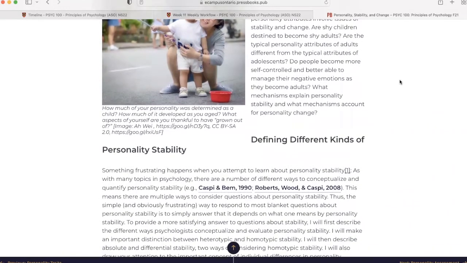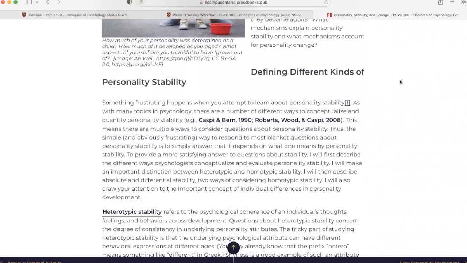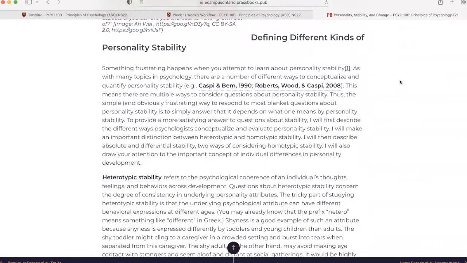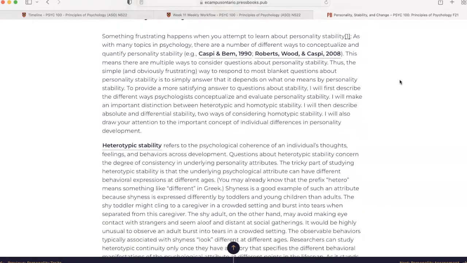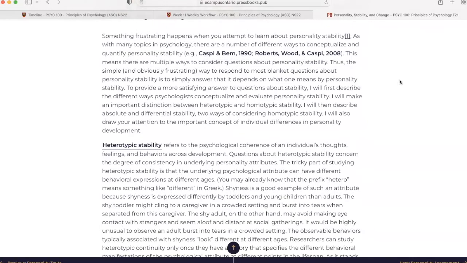Defining different kinds of personality stability. Something frustrating happens when you attempt to learn about personality stability. As with many topics in psychology, there are a number of different ways to conceptualize and quantify personality stability. This means there are multiple ways to consider questions about personality stability. Thus, the simple and obviously frustrating way to respond to most blanket questions about personality stability is to simply answer that it depends on what one means by personality stability.